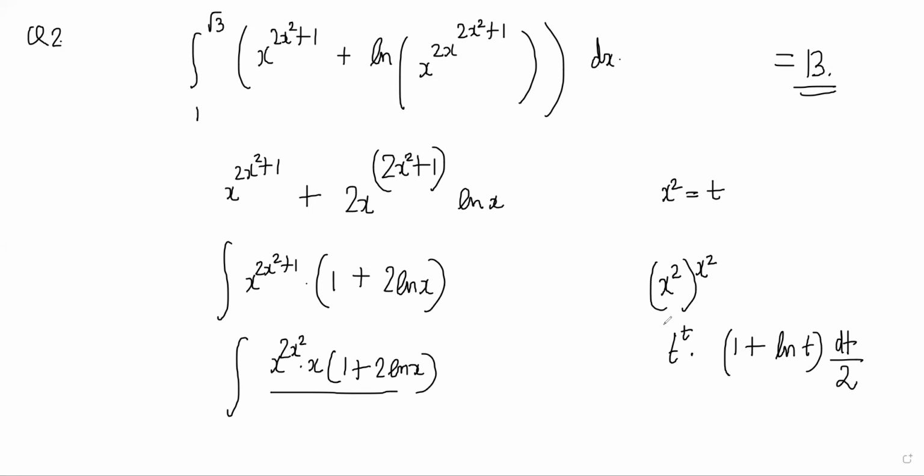And this, I know, t power t into 1 plus ln t will be the integral of t power t. Why? Because if you differentiate t power t, you get t into t power t minus 1 plus ln t into t power t. This is correct. Okay.